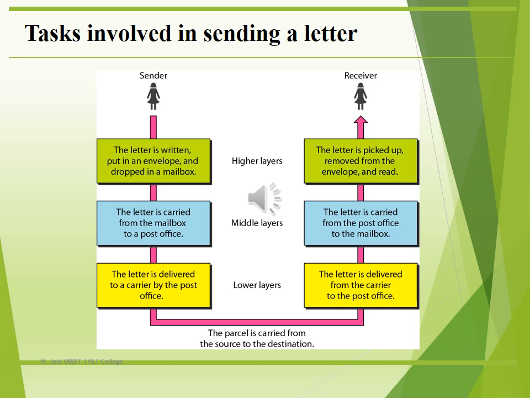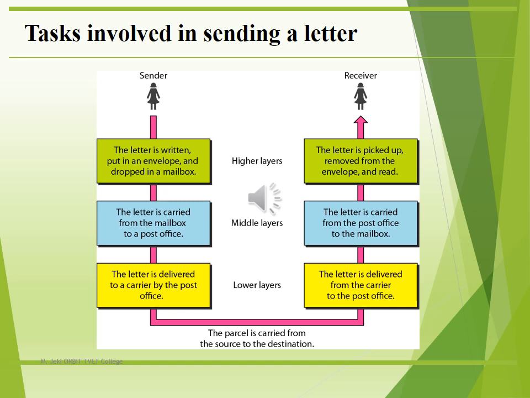The second layer, the second part, the letter is carried from the mailbox to a post office. The letter is delivered to a carrier by the post office. Then the post office takes it maybe to another city or to another country. Let's say it's from Johannesburg to Cape Town. The post office in Johannesburg takes it to a carrier who carries the letter to a certain center in Cape Town. From the post office or the center, the letter is now carried to the mailbox. From the mailbox, the person will pick up their letter.